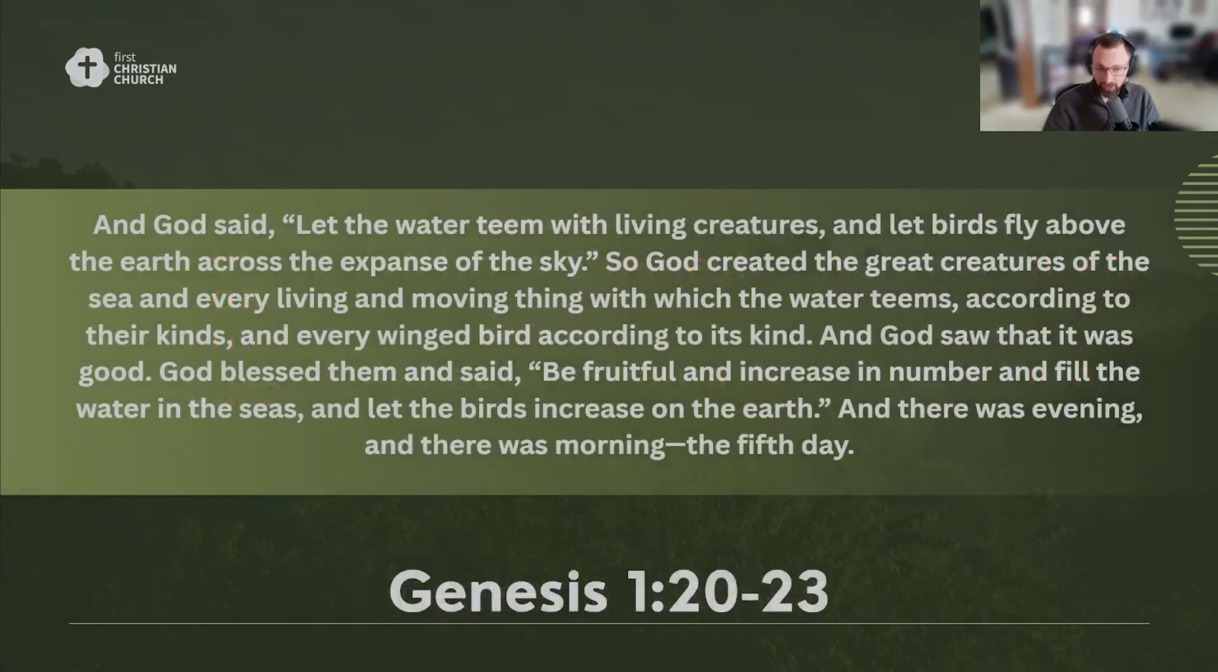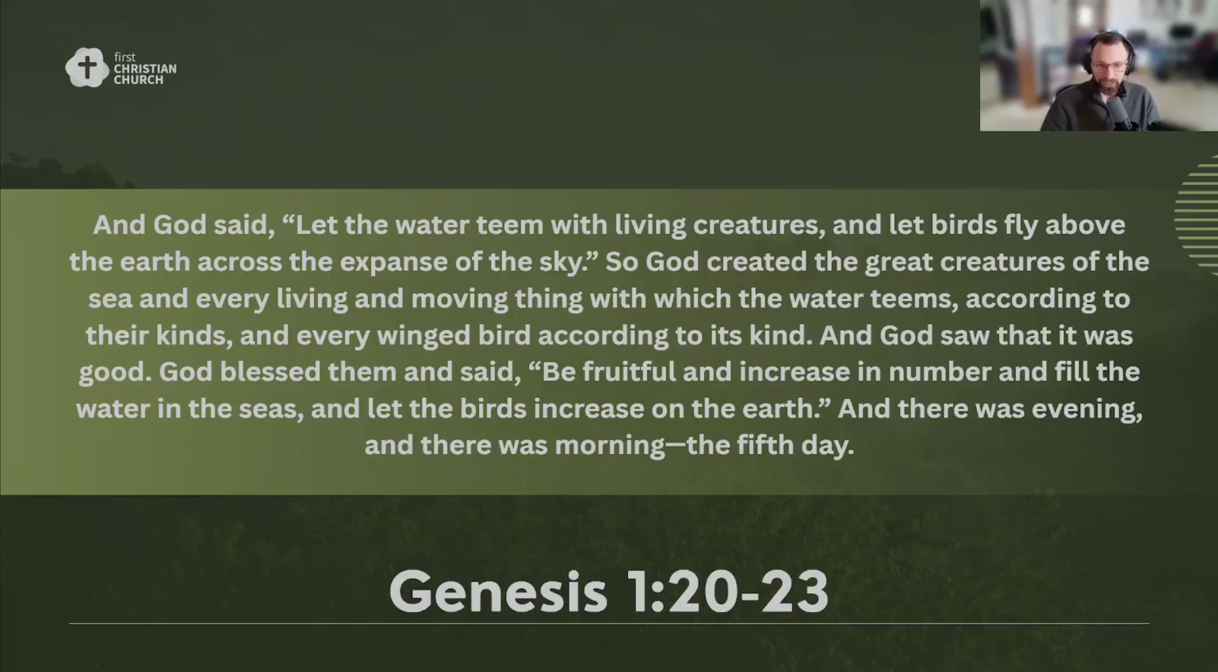If we keep going to the next creation day, in verse 20, we read, "And God said, let the water teem with living creatures, and let birds fly above the earth across the expanse of the sky. And so God created the great creatures of the sea, and every living and moving thing with which the water teems, according to their kinds, and every winged bird according to its kind. And God saw that it was good, and God blessed them and said, be fruitful and increase in number, and fill the water in the seas, and let the birds increase on the earth. And there was evening, and there was morning, the fifth day."